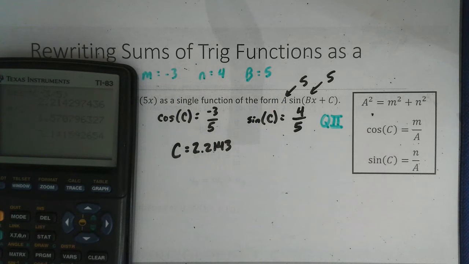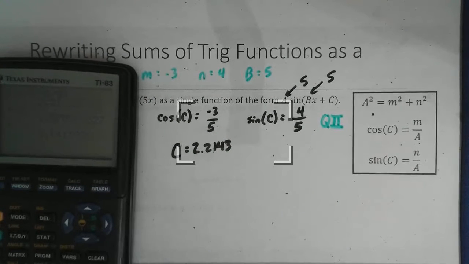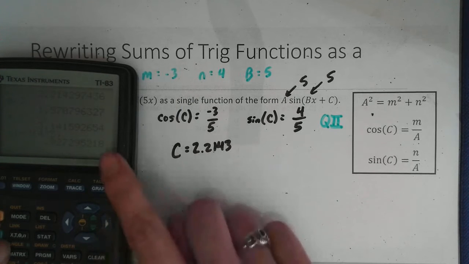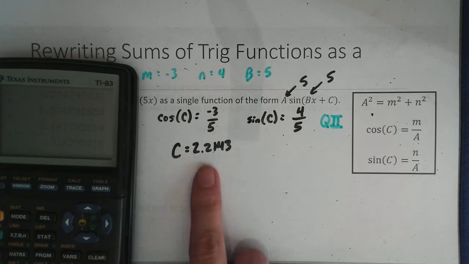Just to show I get the same thing, if I take the inverse sine of 4/5, I get 0.927295218. And you're like, that's not the same. It's not, because this is my quadrant 1 answer. I don't want my quadrant 1 answer, I want my quadrant 2 answer. For my quadrant 2 answer, I take pi minus my reference angle, which is what they just gave me. And I'm still getting that 2.214.